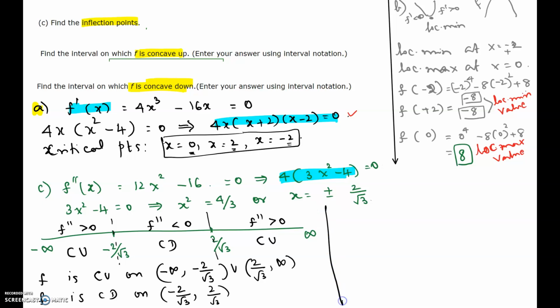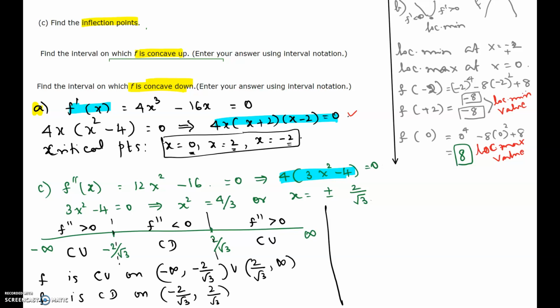So the change of sign for the second derivative occurs at negative 2 over radical 3 and 2 over radical 3. So the x-coordinates of the inflection points are negative 2 over radical 3 and 2 over radical 3. But when you say point, it denotes the x-coordinate and the y-coordinate. So we have to determine the y-coordinate as well.